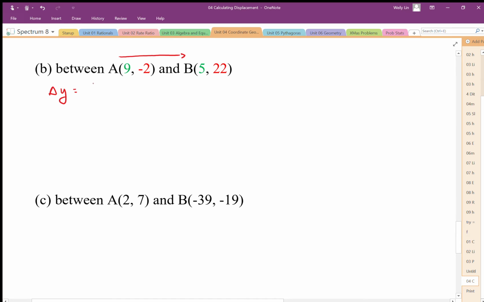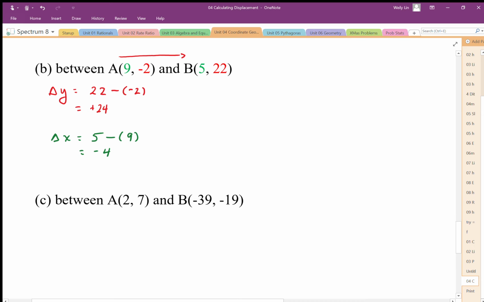Our end position is going to be at positive 22, and we started at a vertical position of negative 2. So our change, or displacement, is going to be positive 24. Okay, and then we're going to take a look at our x separately. The change in the x is going to be, we end at a position of 5. We started at a position of positive 9. So we went backwards. Okay, we went backwards negative 4.